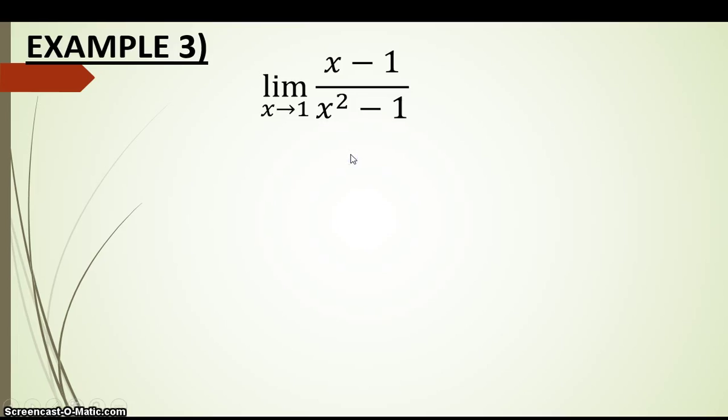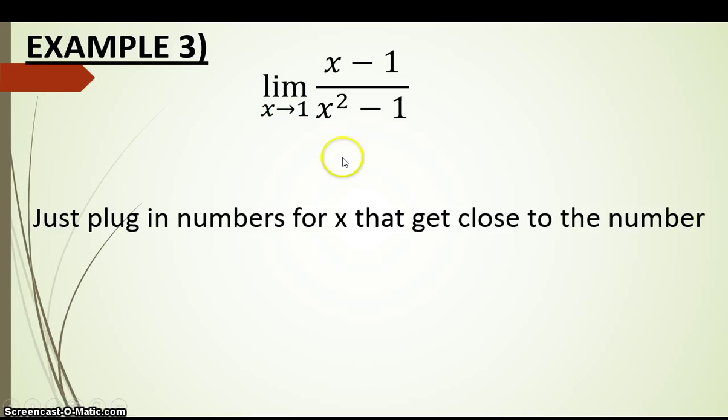Take a look at example 3. All right, so taking a look at example 3, this says we want to find the limit as x approaches 1 of all this. What happens to the problem as x approaches 1? Again, the only thing we are going to do is just plug in numbers and solve. We need to plug in numbers on either side of the number 1.